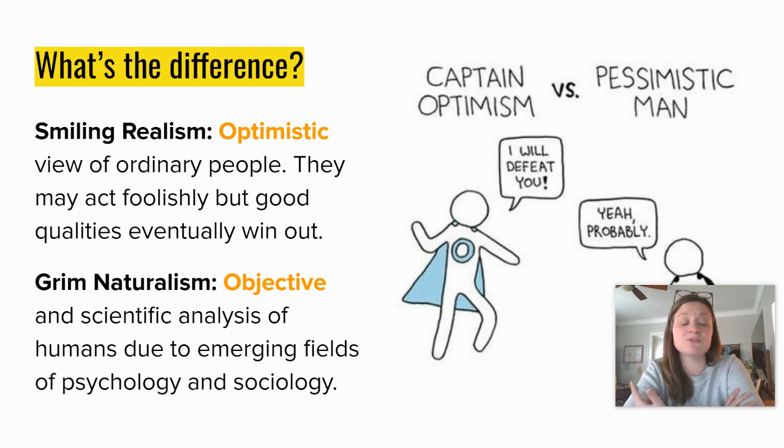Grim naturalism is objective and scientific analysis of humans due to emerging fields of psychology and sociology. Because these naturalists were so inspired by the scientific discoveries, they're applying that to human beings, which takes a sense of control from what human beings are doing. So as we move into literature, I want you to be thinking about when you're reading a text, is this a realist text? Why? Is this a naturalist text? Why? As long as you can defend your answer with textual evidence and reasoning, you're going to be just fine.